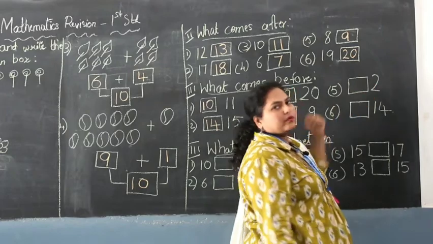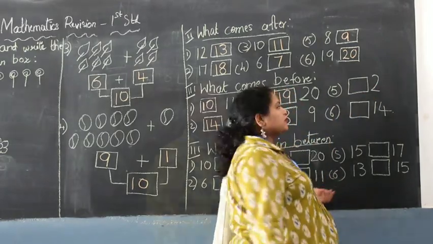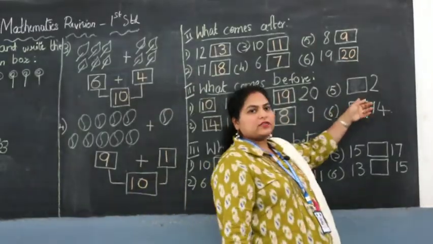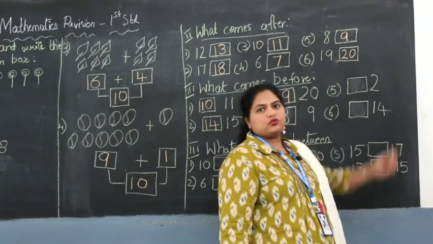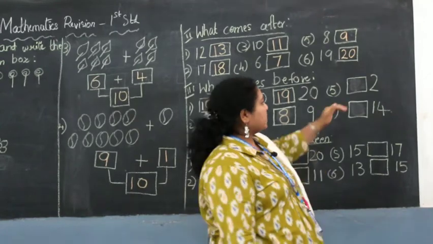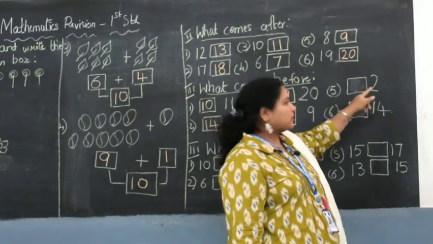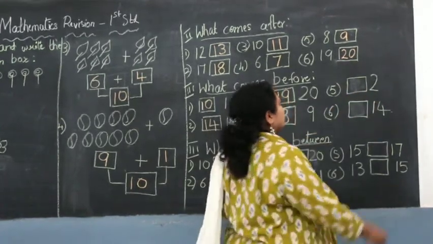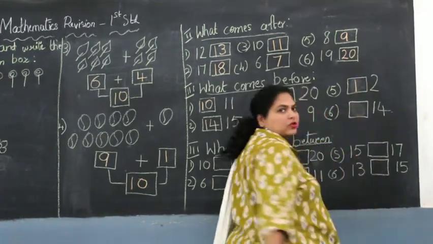Dash 2. What comes before 2? The first number. So children, let's go to the next one. Dash 2. So what comes before 2? That's a very easy question, right? The first number. What comes before 2? 1. 1 comes before 2, right?